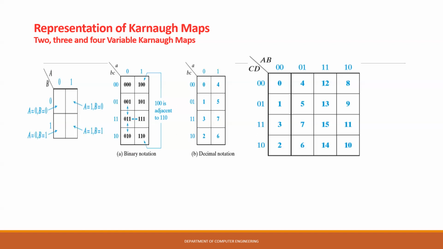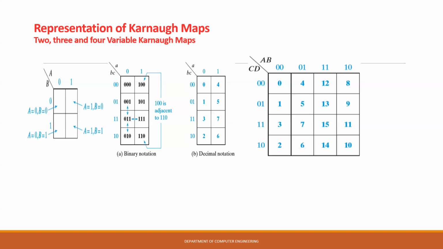That's why here the bits or numbers are represented vertically as 0, 1 in first column. For second column 2, 3. 0, 1, 2, 3. These are the places or cell values for 2 variable K-map. Similarly, representations or binary notations as well as decimal notations for 3 variable K-maps are given as A, B, C. These are the 3 variables.